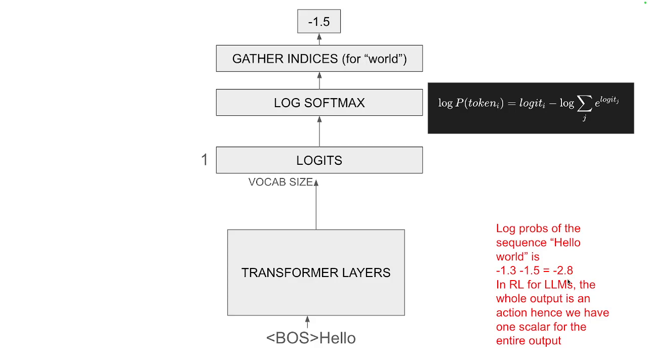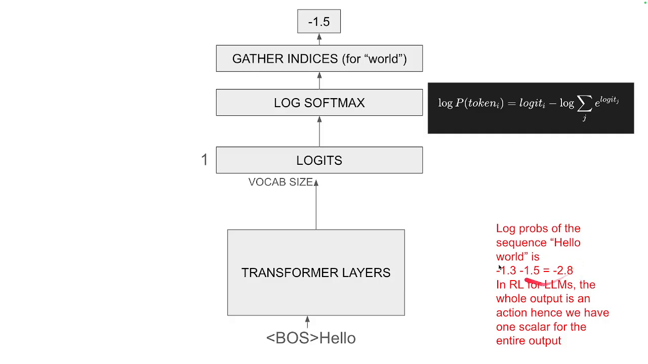Now, drawing some parallel to reinforcement learning. In reinforcement learning, you generally have an action at each state. But when you translate reinforcement learning to a language model, your entire output is an action. Hence, you need to add up all the log probs into one value to give the action for the reinforcement learning algorithm. As we treat the entire output as an action, we need some way to aggregate all these log probs, and we do that by summation.